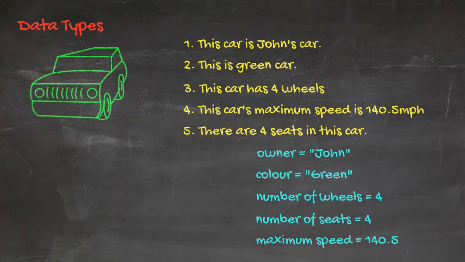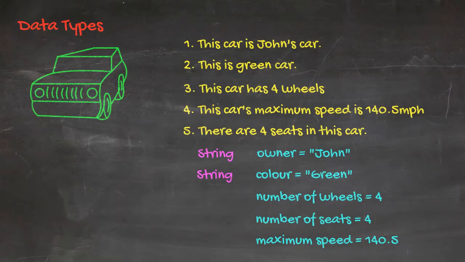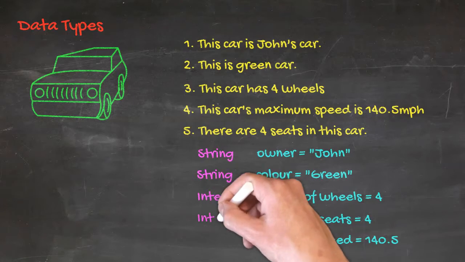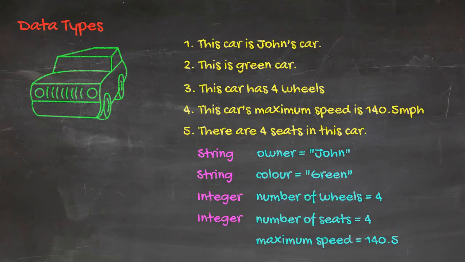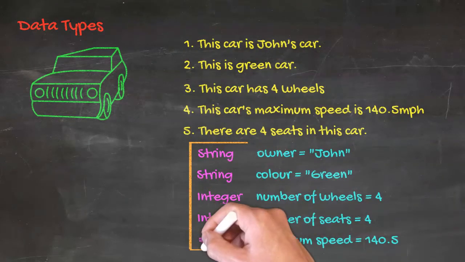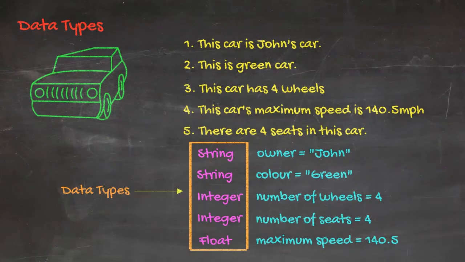John is a word, right? It's a collection of characters. So we can say owner is a string. Same as that, green is a string and 4 is an integer. Again 4 is an integer and 140.5 is a float. We can call data types for these string, integer and float. Now you simply know what the data type means.